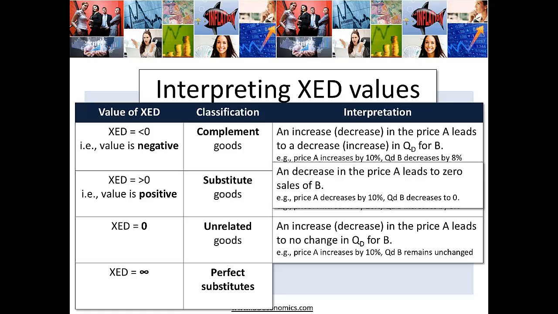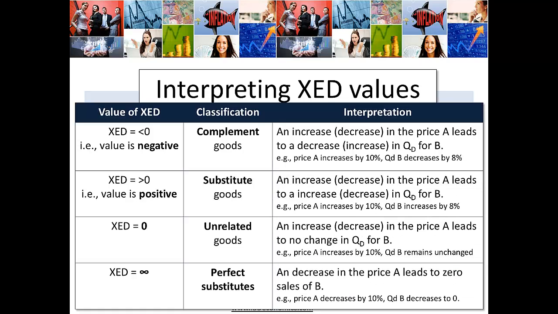And if we come across an XED value which is infinite, we can say that these are perfect substitutes. Any decrease in the price of good A would lead to 0 sales of good B. If the price of good A decreased by 10%, then the quantity demanded of good B would decrease to 0. Perfect substitutes. That lower price would see everybody switch to it and the demand for the other good fall to 0.